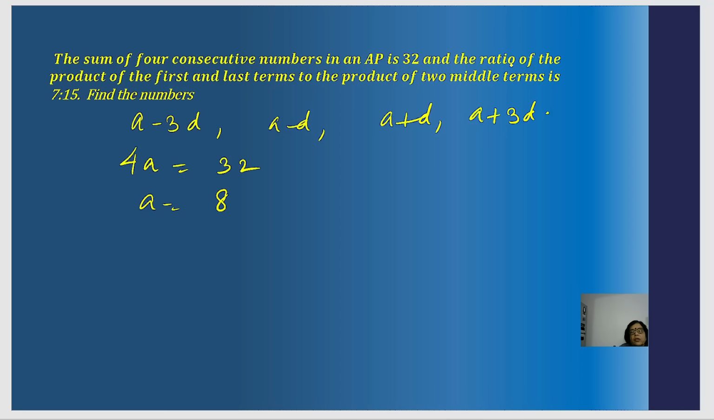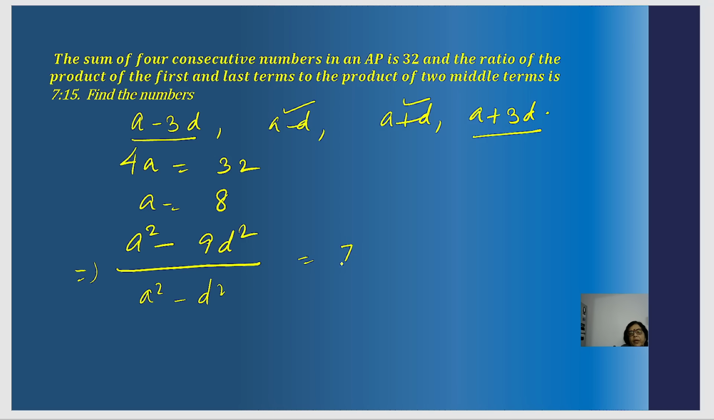Now the question says the ratio of the product of the first and the last term. This is the first term, this is the last term, and these are the middle two terms. So if we take the product of the first and the last term, that means a minus 3d into a plus 3d, which will automatically give me a squared minus 9d squared. And the middle two terms will give me a product a squared minus d squared, using the formula a squared minus b squared. So we get this relation: a squared minus 9d squared by a squared minus d squared is equal to 7 by 15.